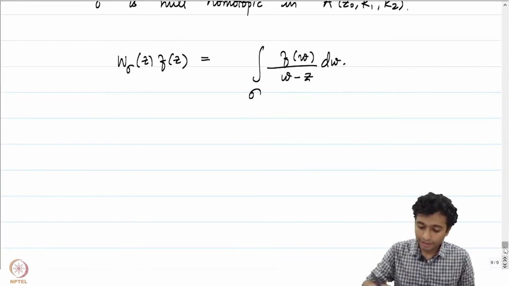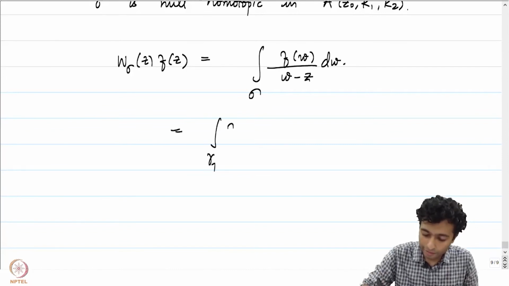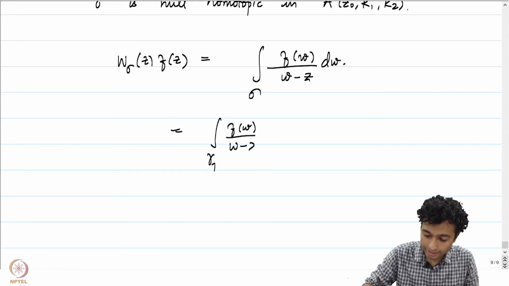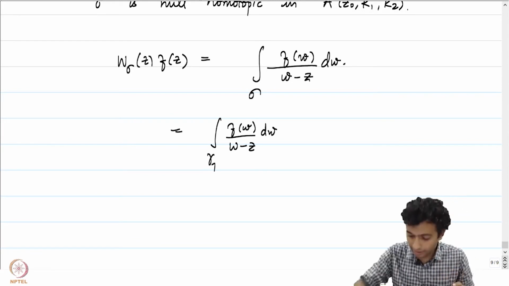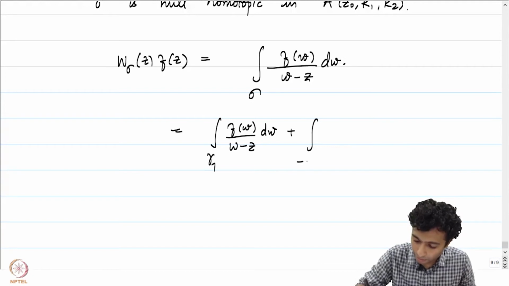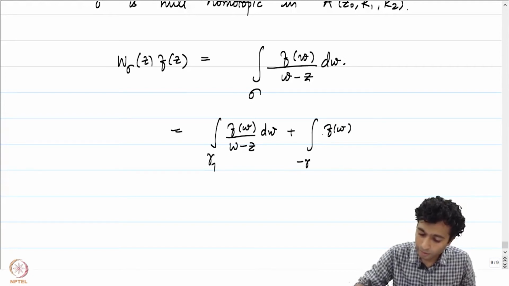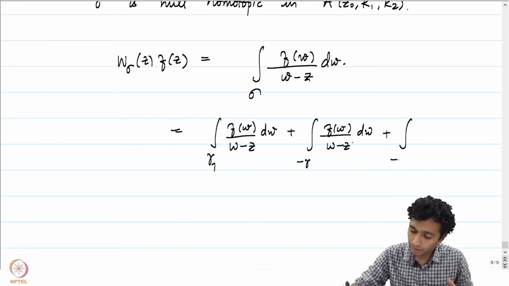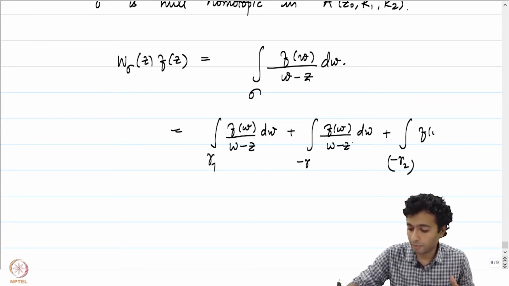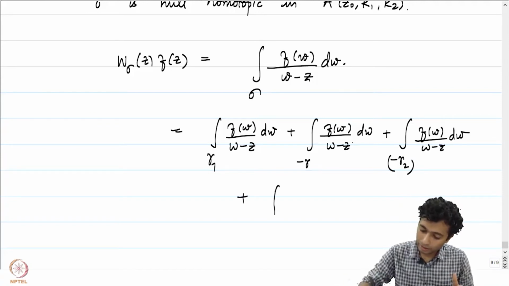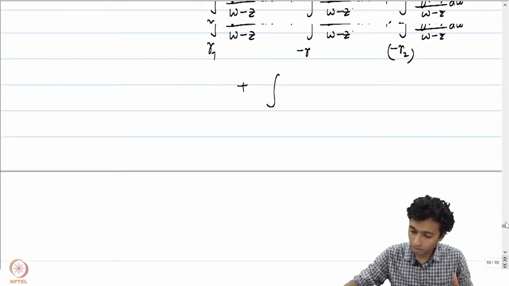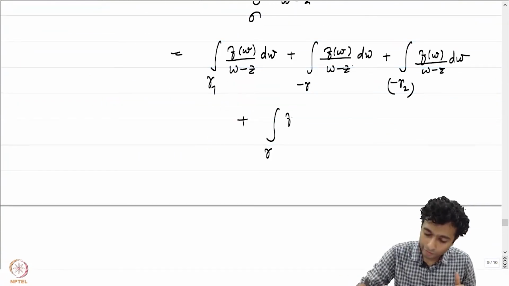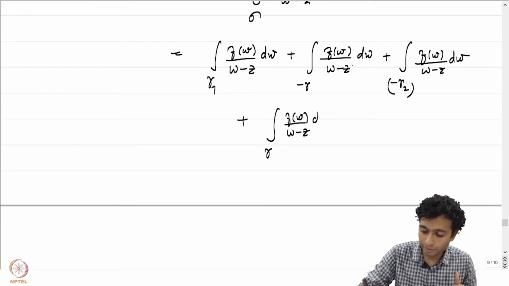But what is the right hand side? The integral over gamma 1 of f of w by w minus z dw, plus the integral over minus of gamma of f of w by w minus z dw, plus the integral over minus of gamma 2 of f of w by w minus z dw, plus the integral over gamma of f of w by w minus z dw.